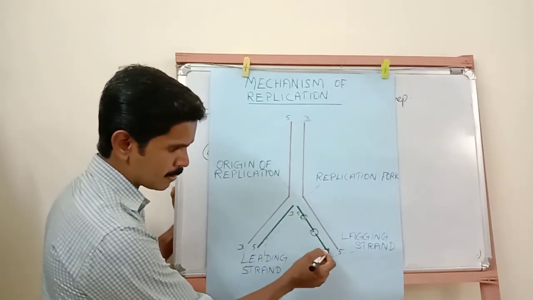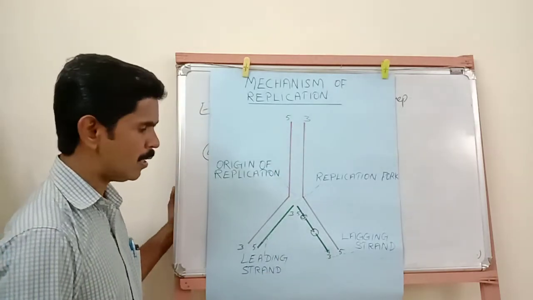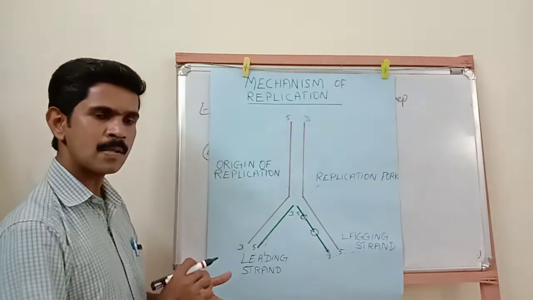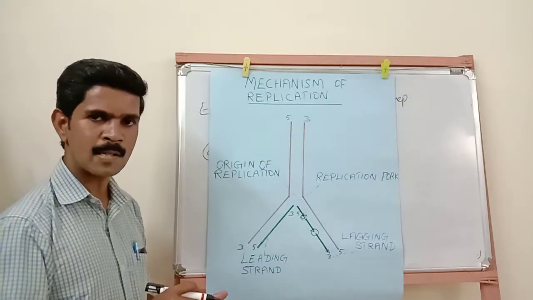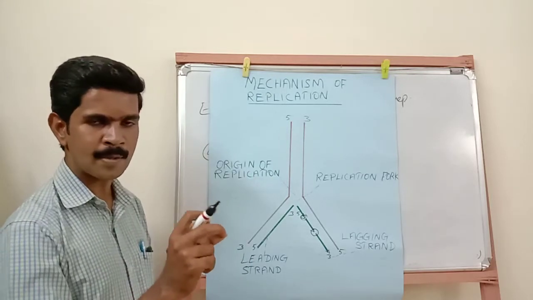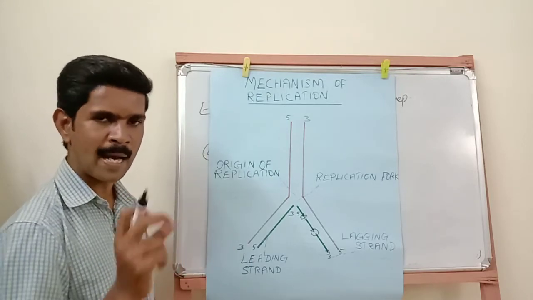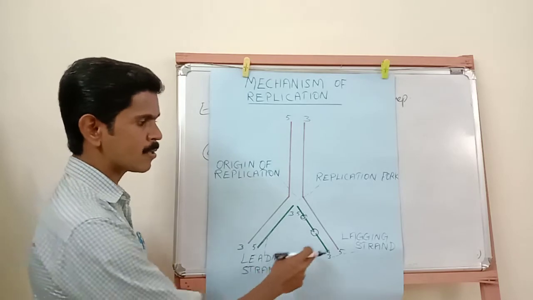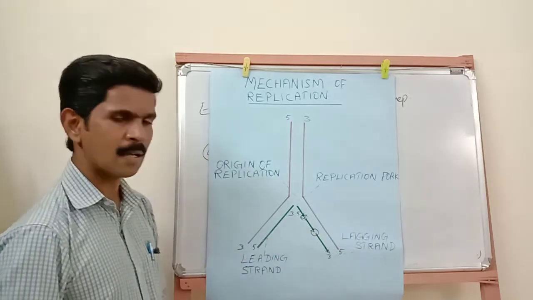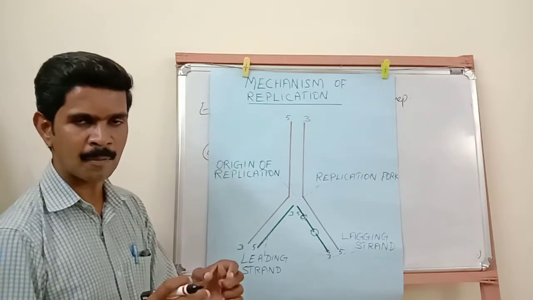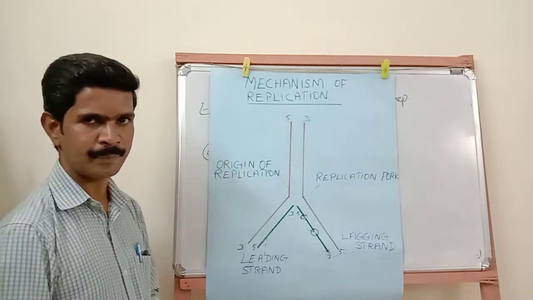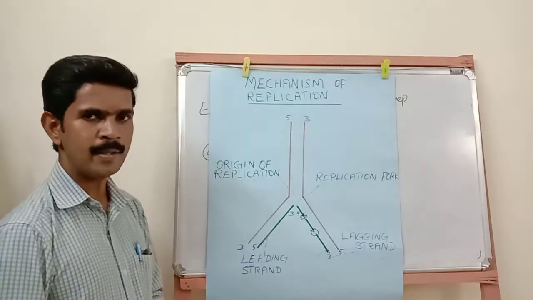DNA ligase. Listen very carefully. Two strands are newly formed. In one strand the replication process takes place continuously, and that strand is called the leading strand. In the other strand the replication process is discontinuous, meaning some gaps are present, so this strand is called the lagging strand. The fragments present in this lagging strand are called Okazaki fragments, and these fragments are finally joined by the DNA ligase enzyme. Hope you understood this point.